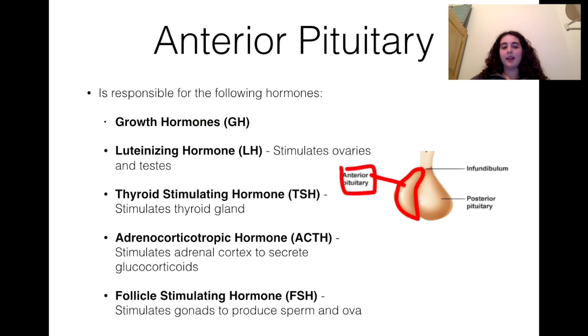So we'll see anterior pituitary. As you can see, I've highlighted it. It's responsible for the following hormones. Growth hormone, luteinizing hormone, which stimulates ovaries and testes, thyroid stimulating hormone, which stimulates the thyroid gland. I don't know how to pronounce this one, so I'm just going to call it ACTH, which stimulates the adrenal cortex to secrete glucocorticoids, corticoids. And the follicle stimulating hormone, which is FSH, stimulates the gonads to produce sperm and ova.